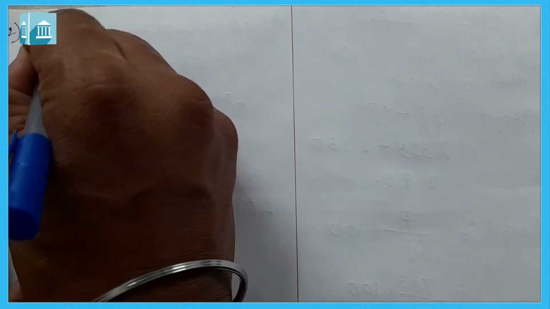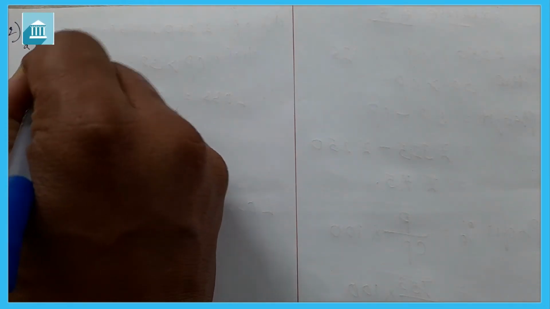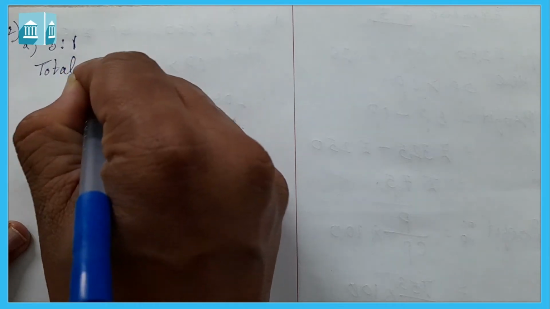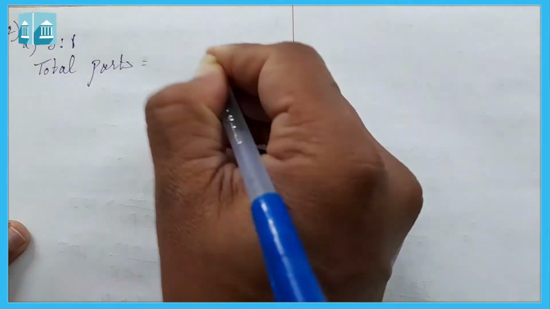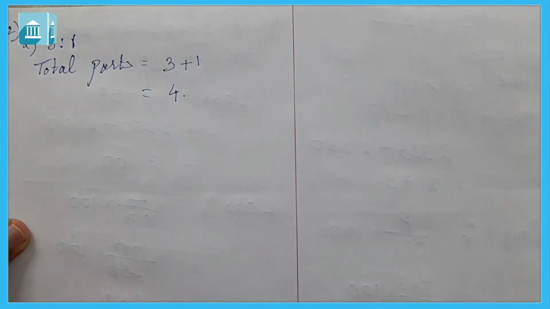Now let us see question number 2. Question number 2 is, convert each part of the ratio to percentage. Here in first A is 3:1. Now we have to convert each part into percentage. First we have to find out the total part. The total part is equal to 3 plus 1, which is equal to 4.